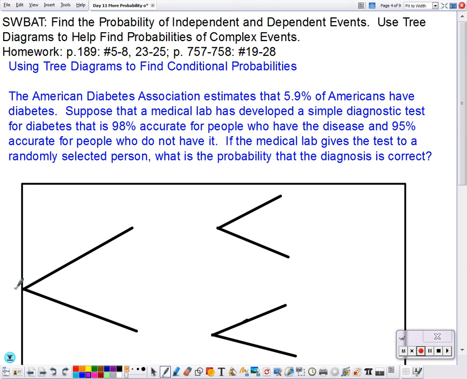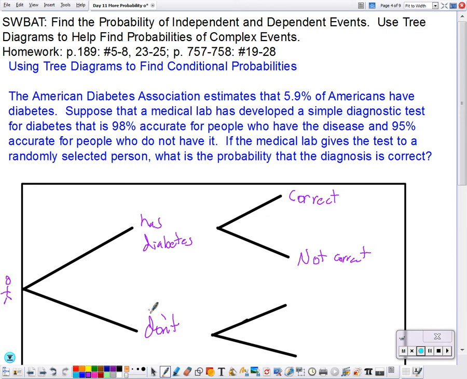So here we go. Here's my person. Now, either this person has diabetes or they don't. And then, if they have diabetes, they can get a correct diagnosis, which would say, yes, you have diabetes. Or they could get an incorrect diagnosis, which says, no, you do not have diabetes, but in reality, you do.